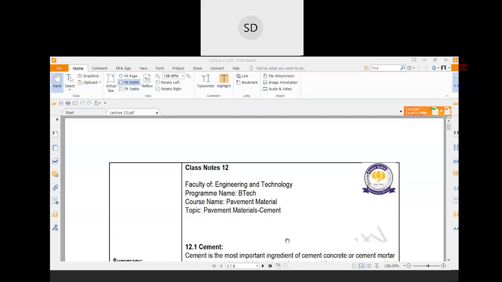Now in cement concrete pavement, even if you use plain PCC, there are different types of joints, and we use some reinforcement in terms of dowel bars and tie bars, okay, to transfer the load from one pavement segment to another pavement segment. Now, for cement as a pavement material, most of it would be known to you. You know that cement is the most important ingredient of cement concrete or cement mortar because it is a binding material.